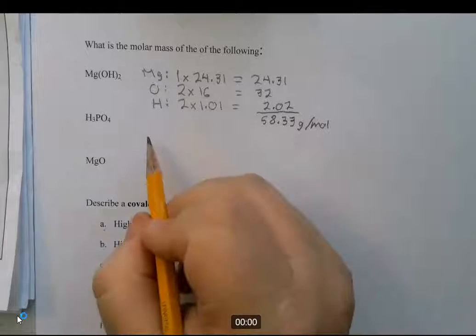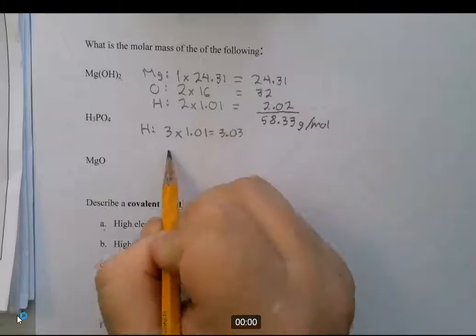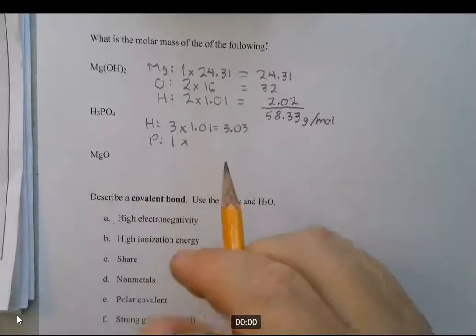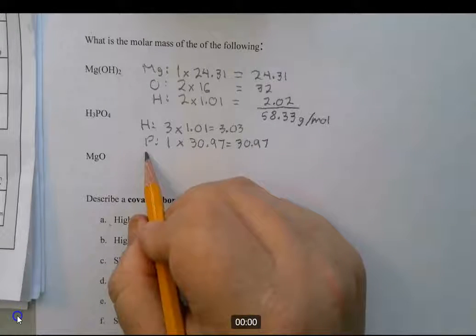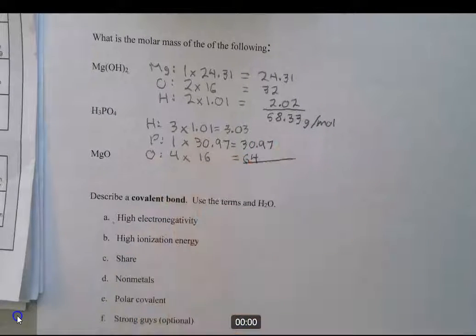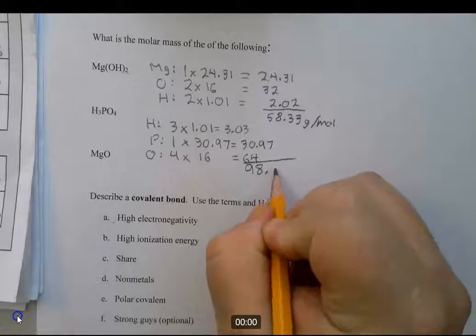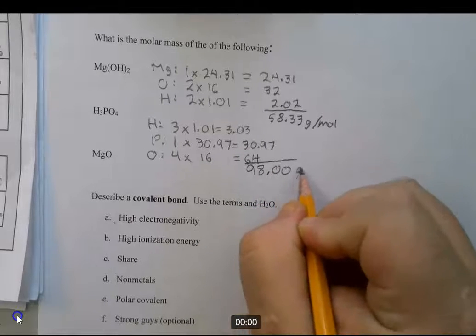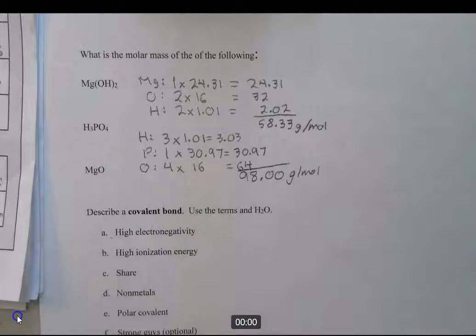Okay. This one, hydrogen, and phosphorus from the periodic table is 30.97. Okay, so you can add these up. And that gives us 98 exactly. Okay, and that's grams per mole. Alright, and MgO I'll leave you to do on your own.